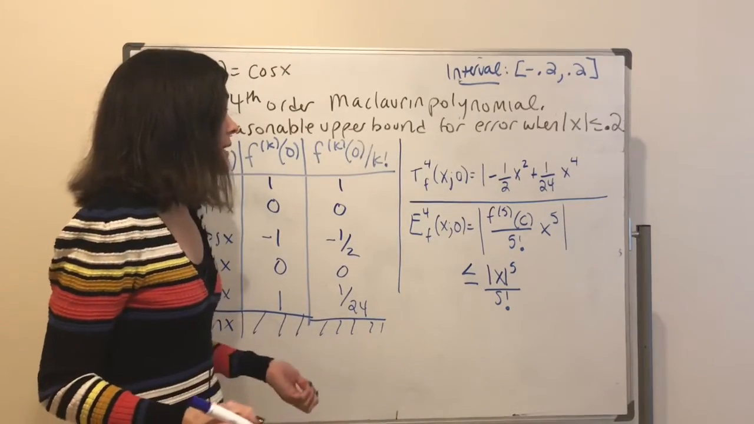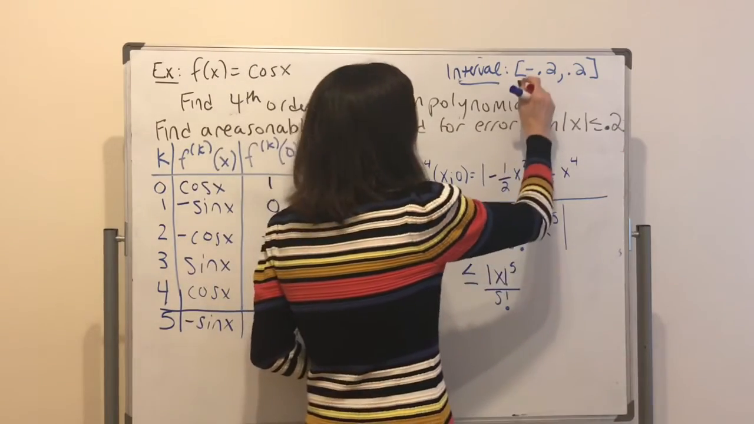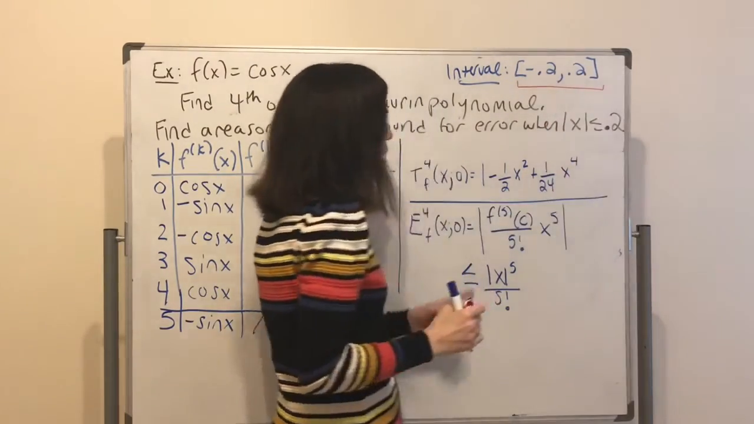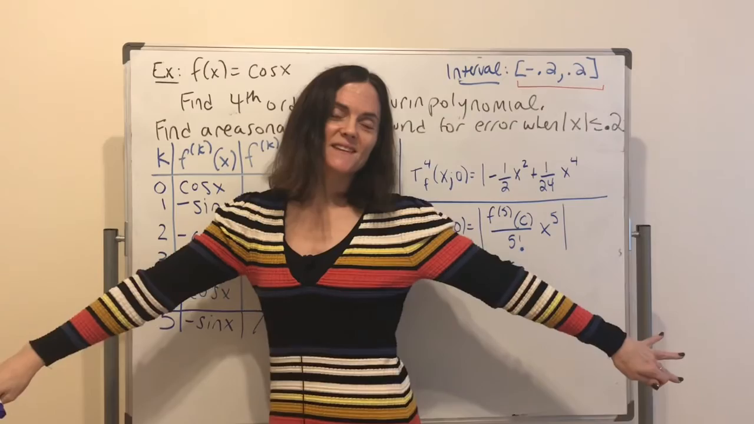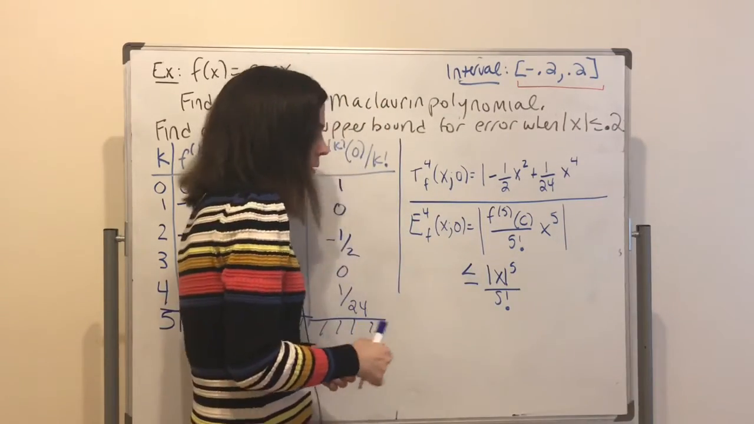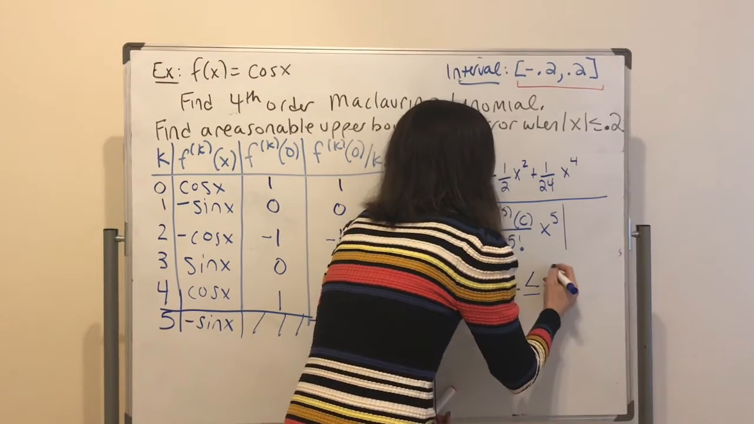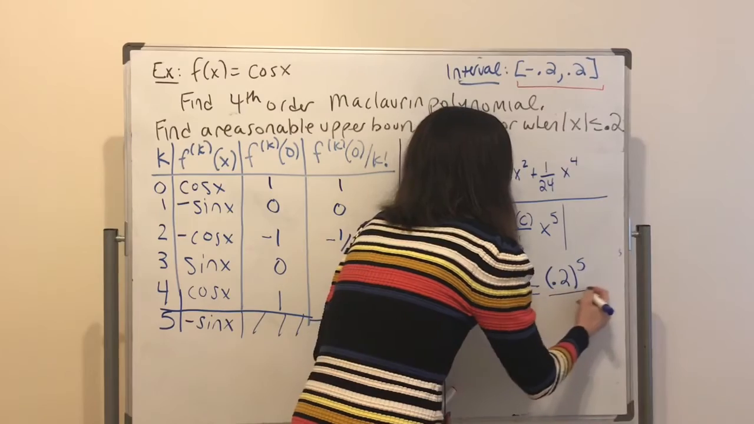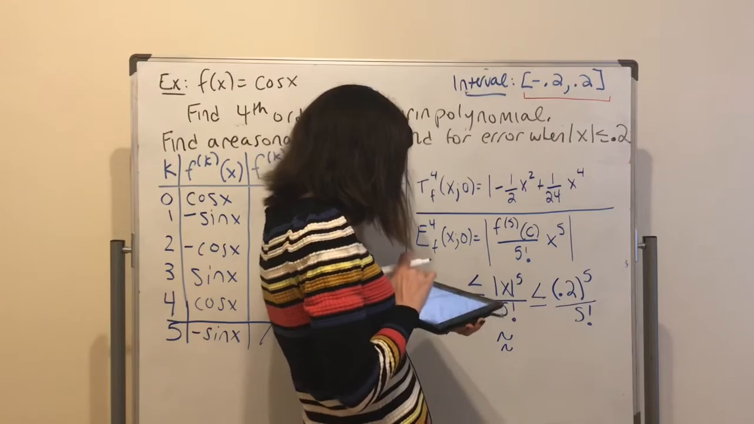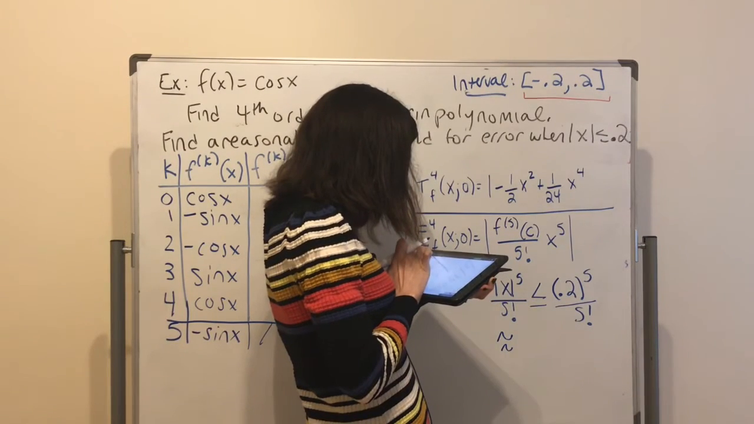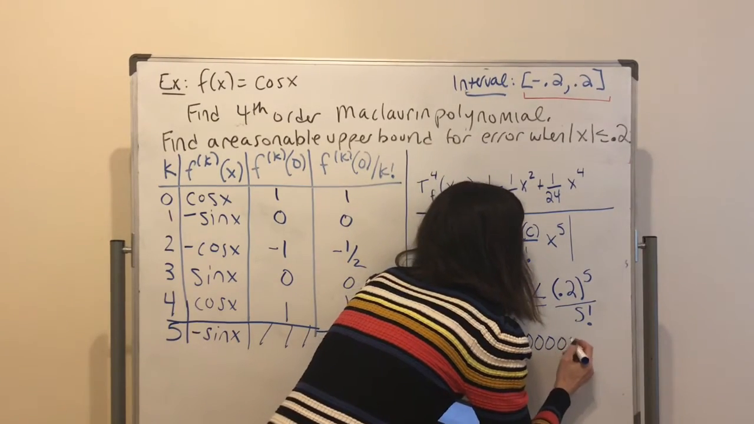And now I need to actually look at my interval, which is here. How big can absolute value x to the 5th be, as far away from the center as possible, which would be 0.2 to the 5th over 5 factorial. This is approximately, let's see, let me count them, 1, 2, 3, 4, 5. There's a point, 1, 2, 3, 4, 5.